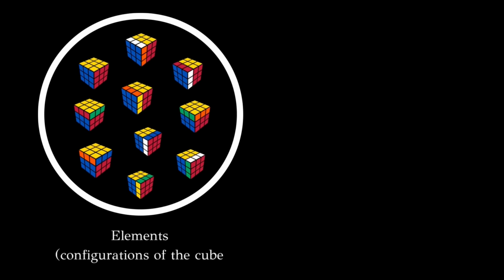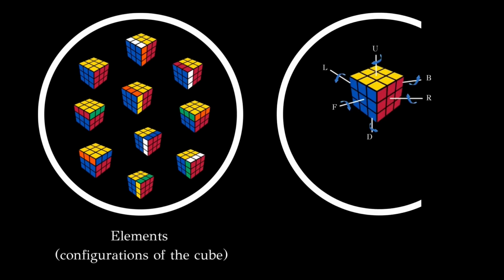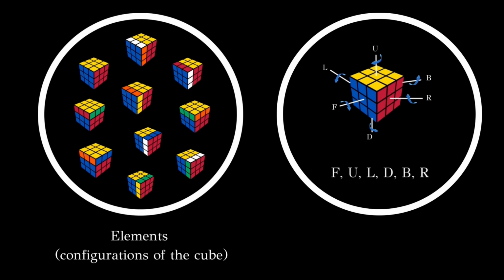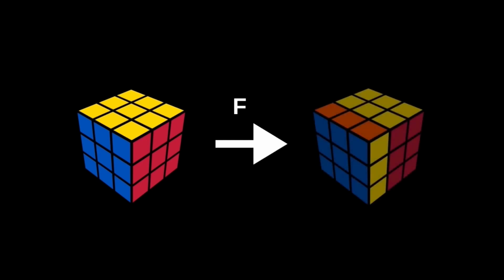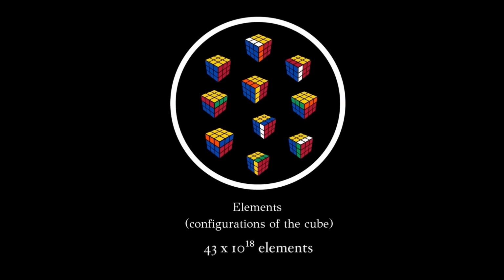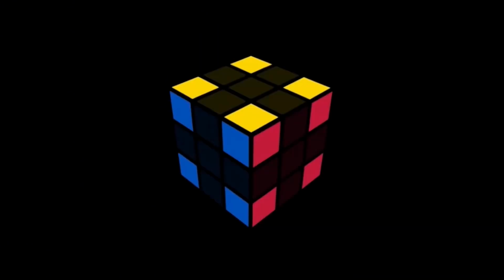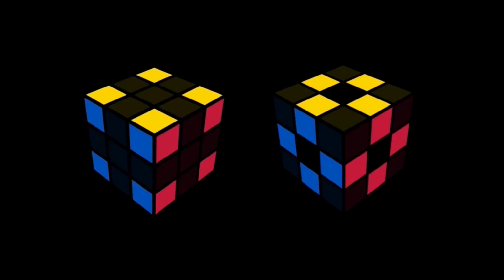The configurations of the Rubik's Cube form a model of an algebra, actually a group that we showed before. The elements of our model are the different configurations of the cube, and the operations are the rotations of the faces. Rotating a face of the cube transforms one configuration of the cube into another. There are more than 43 quintillion configurations of the cube. The Rubik's Cube has 8 corner pieces, each with 3 orientations, and 12 edge pieces, each with 2 orientations. A total of 20 pieces.